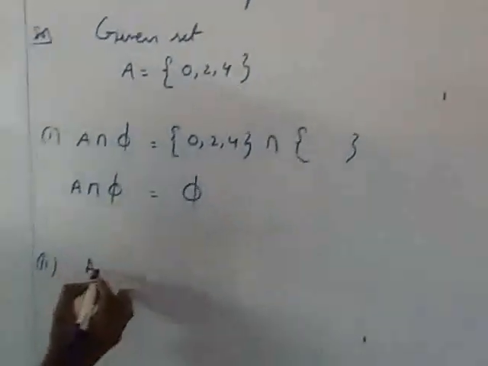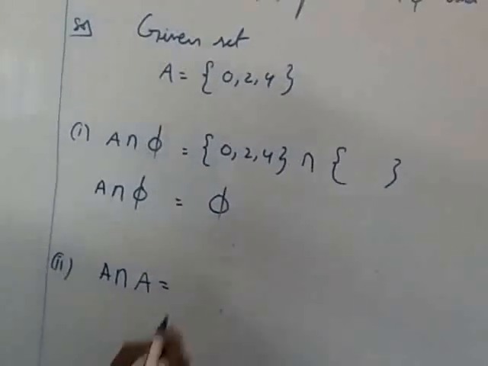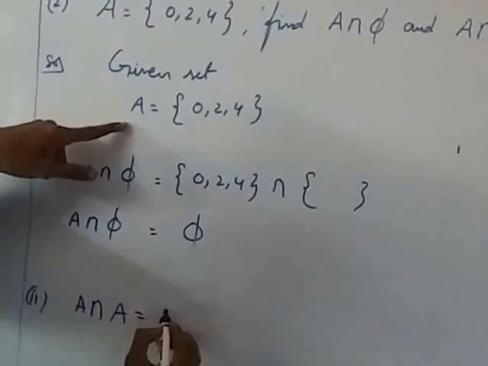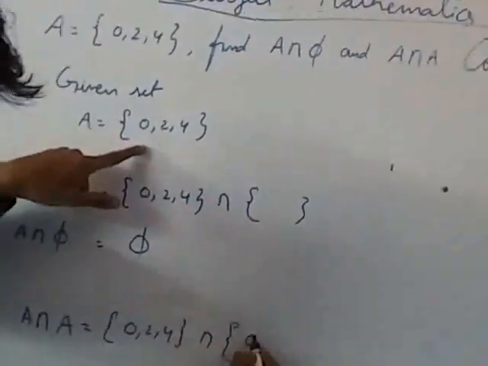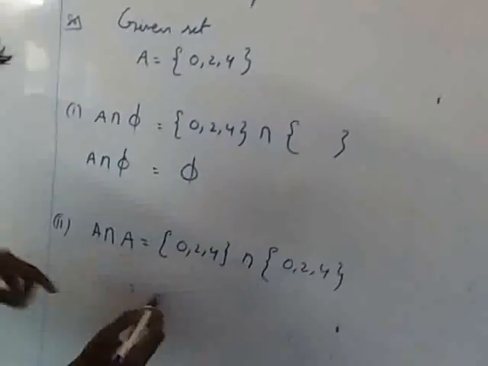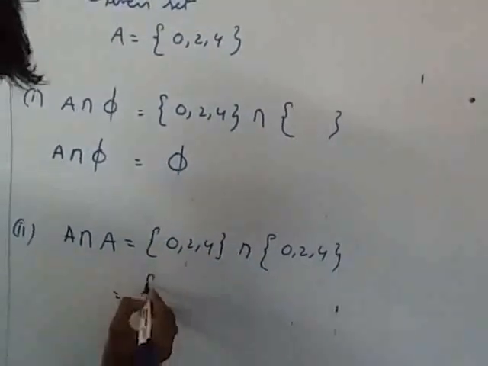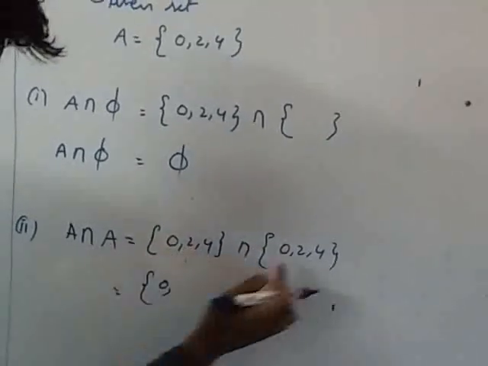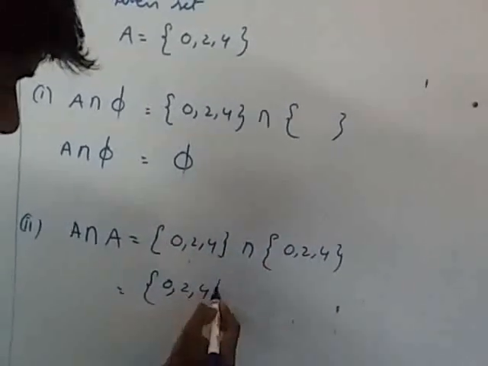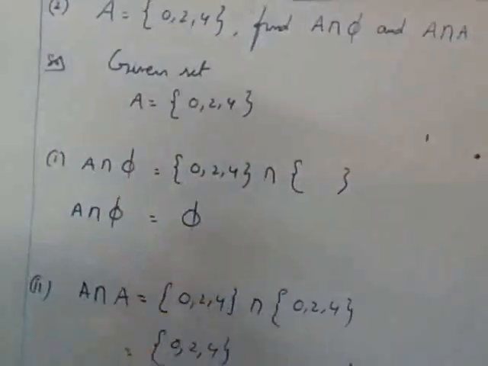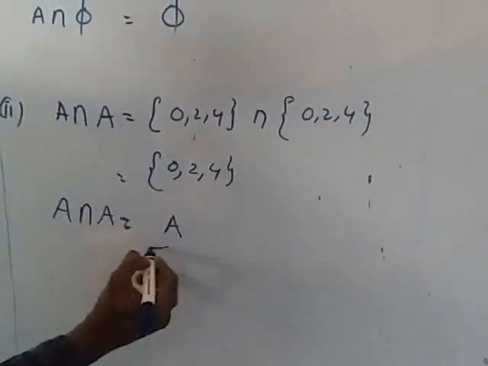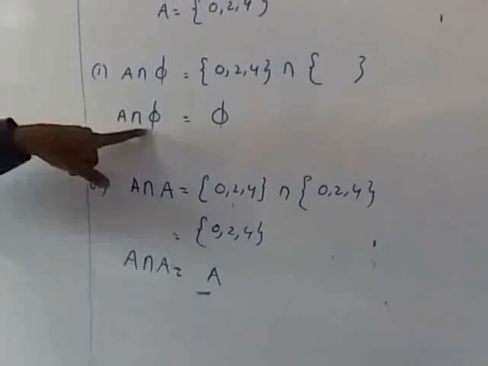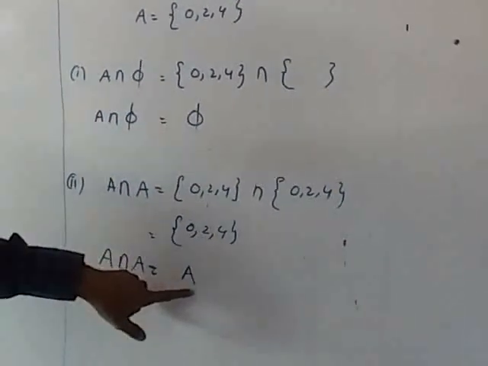And second one, A intersection A. A contains 0, 2, 4 and intersection with set A, which contains 0, 2, 4. Intersection means common elements. Which are common elements? 0, 0, 2, 2, 4, 4. So 0, 2, 4 is the same. Finally what we got here is A only. So A intersection phi equal to phi, and A intersection A equal to A.